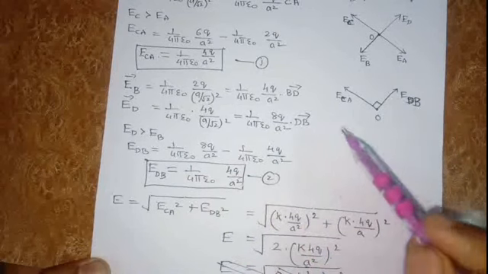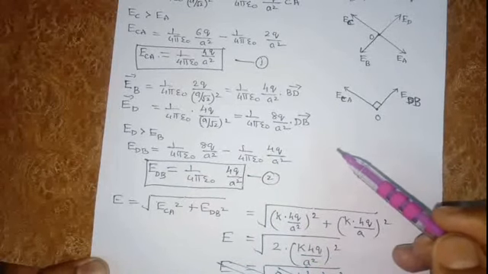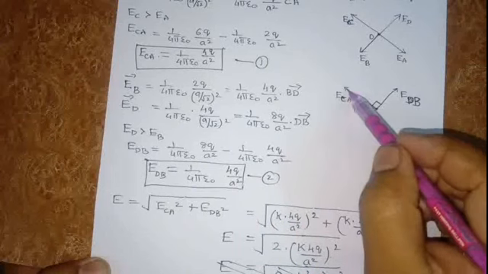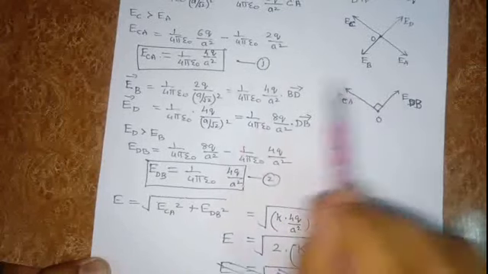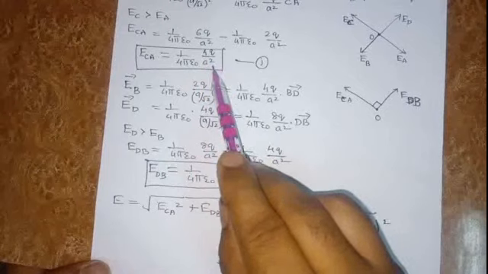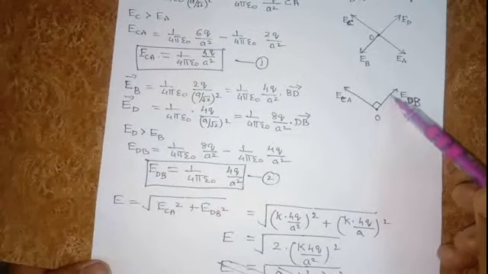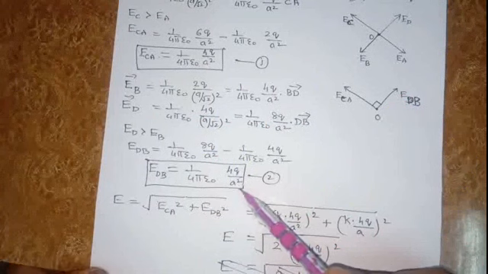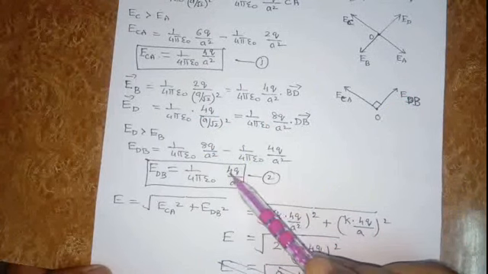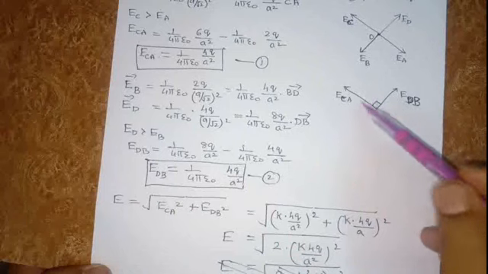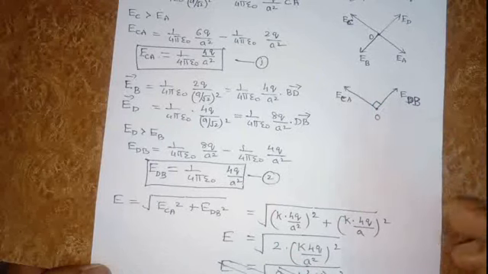So the electric field we can reduce into two. One is ECA, in this direction, and its magnitude will be 1 by 4 pi epsilon 0 4Q divided by A square. The second one is EDB, in this direction. Its magnitude is also 1 by 4 pi epsilon 0 4Q divided by A square. The angle between these two electric fields is 90 degrees.